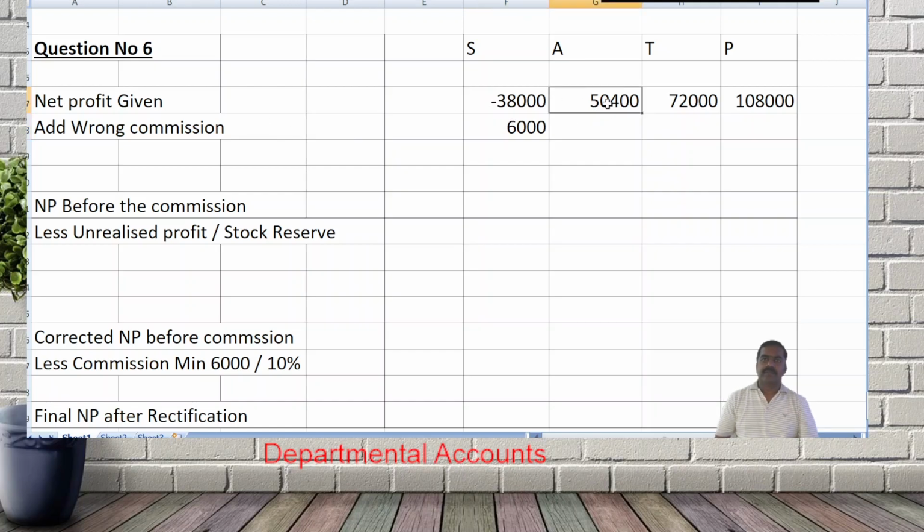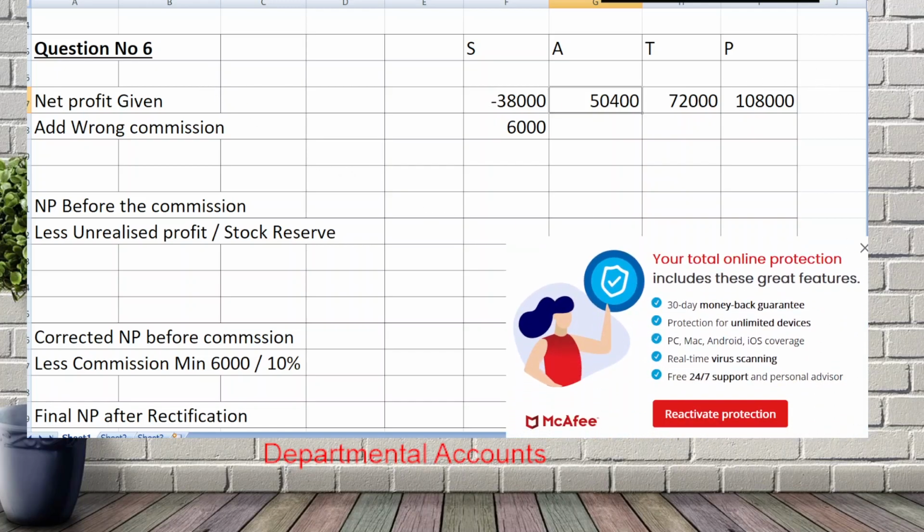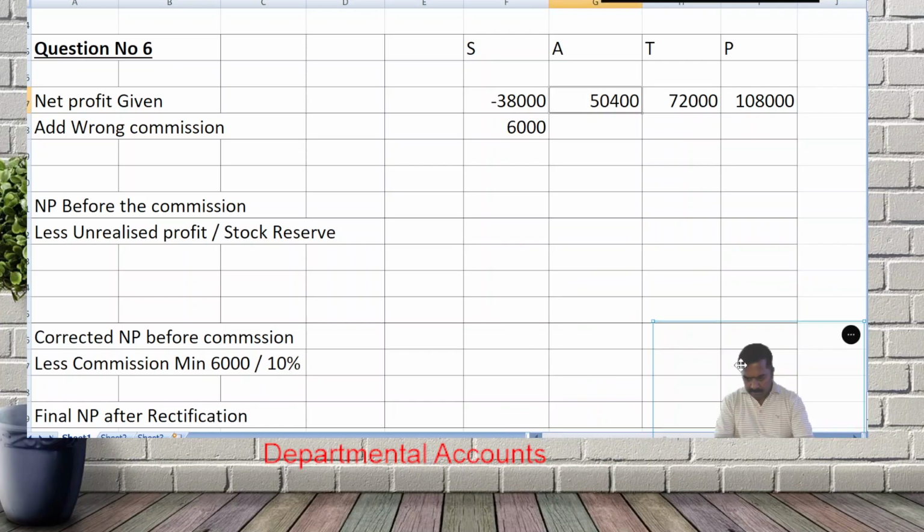If net profit is 100, commission is 10, final net profit is like 90. Take 50,400 into 10 by 90 and see. So 5,600 something will come, but minimum how much would we have paid? 6,000. For T it is 72,000 into 10 by 90.